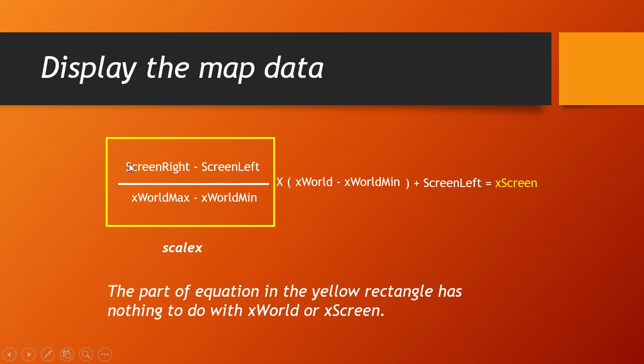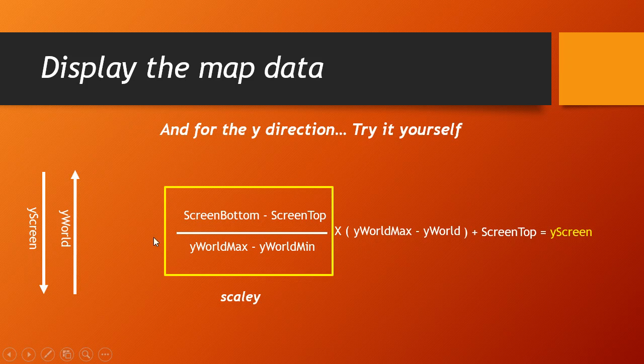And this is A divided by B. So this is actually a ratio. We call it skew x. Actually, it's a skew between the real map data value and the screen coordinate system, the screen value. So we call it skew x. And this part, of course, we call skew y. They are the ratio between the real value and the screen value in the y direction.